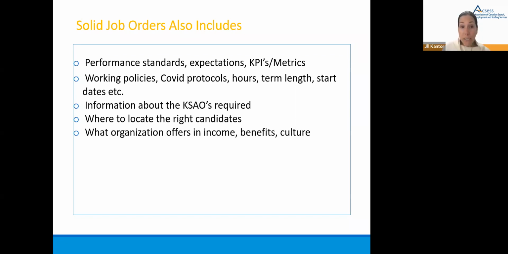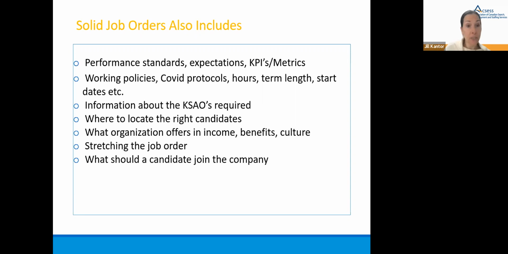What does the organization offer in terms of overall income? Maybe we can stretch the job order, meaning if they tell us that the salary is $55,000, what if we find you somebody at $65,000? Are you interested? Okay, well, what about $70,000? They tell you they must have a university degree. What about a college diploma? So where can you stretch the order in order to open up that pool of candidates for yourself?